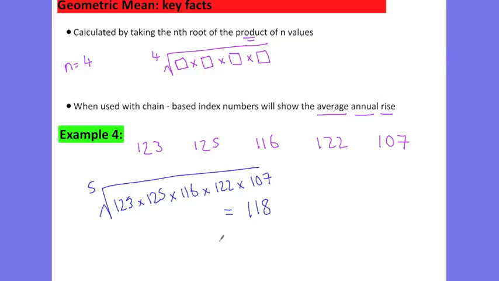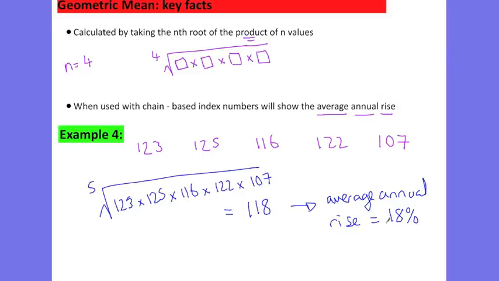You might be then asked what you can infer from this answer. What does this mean? Now, given that, when used with chain-based index numbers, they show the average annual rise, here we can say that the average annual rise is equal to 18%. So the rise here is equal to 18%.